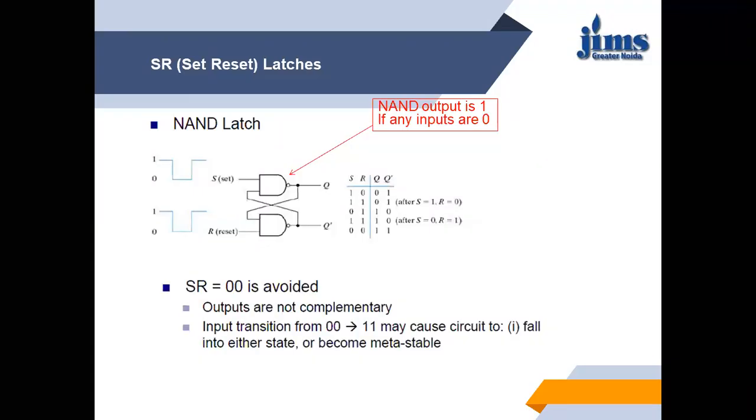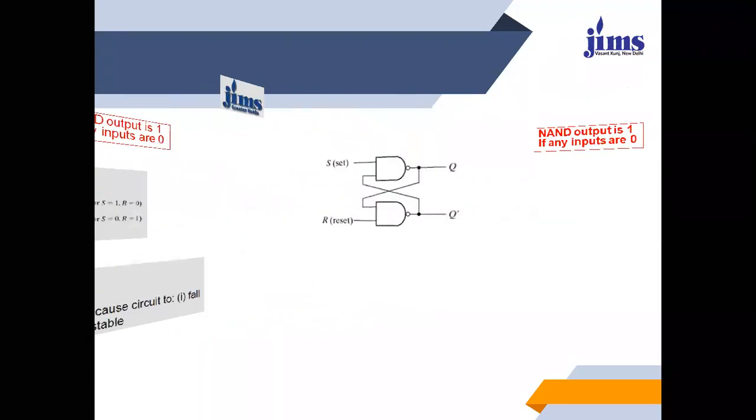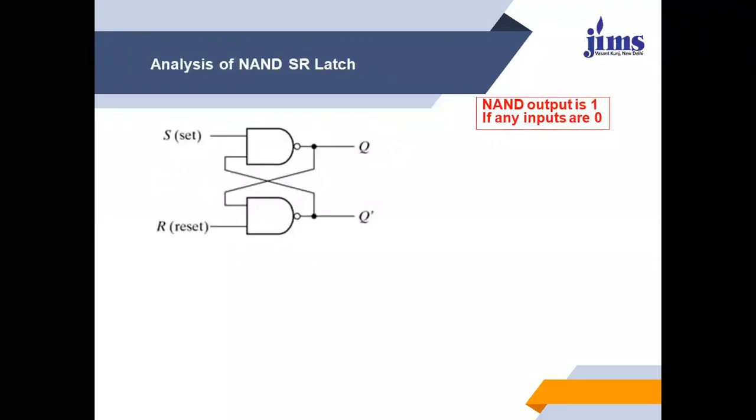Again, in the same way, we'll consider. Now suppose for the NAND the output is 1 if any input is 0, we have to keep in mind. Suppose Q equals 1 and Q bar equals 0. And we have put S equals 1 and R equals 1. So 1 does not define any value.